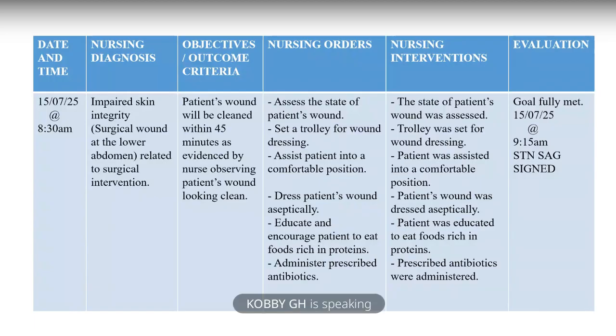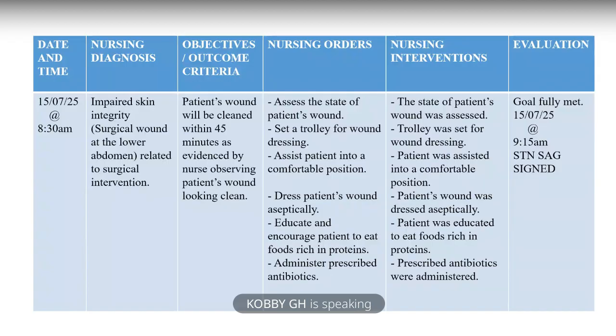Impaired skin integrity, in brackets, surgical wound at the lower abdomen related to, let's say, inflammatory process of disease condition. Impaired skin integrity, in brackets, wound at the lower abdomen related to fall. Impaired skin integrity, in brackets, wound on the right leg related to fracture. Okay, the cause. Is that okay?